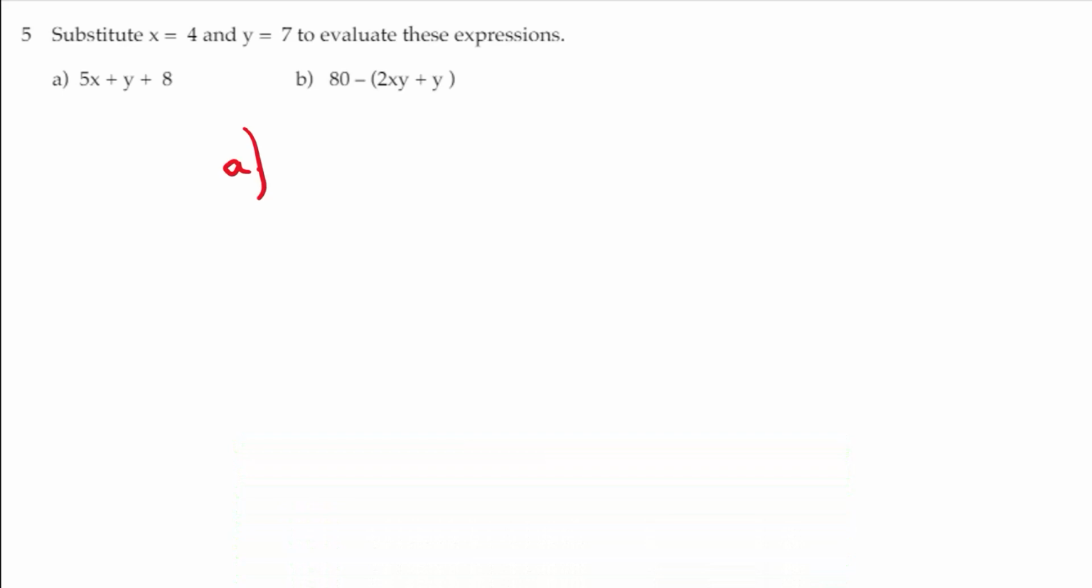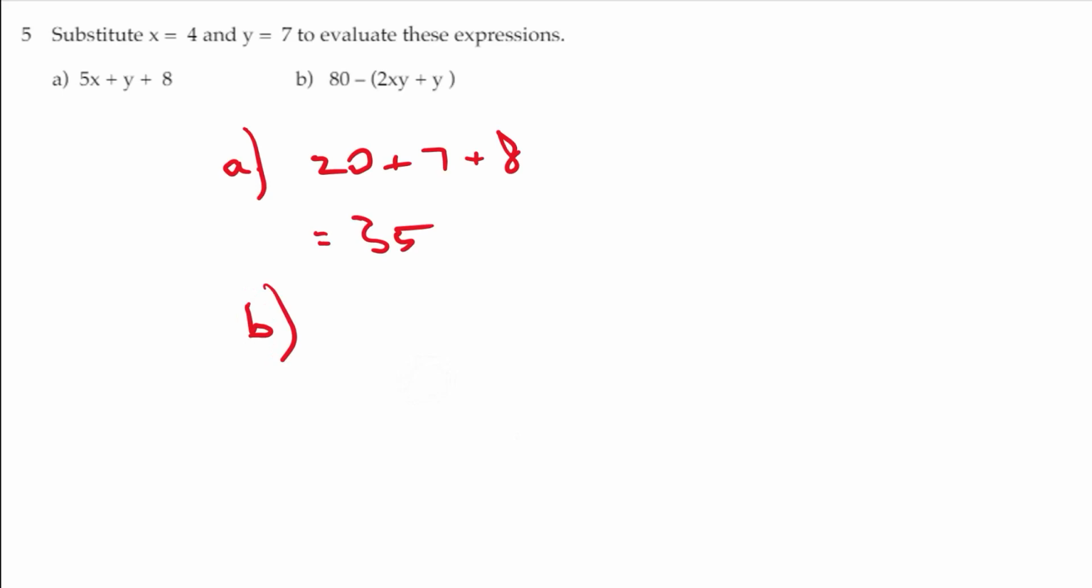So 5x, well x equals 4, so 5x is 5 times 4, which is 20. I'll do a bit of working here. Plus y is 7 plus 8. 7 and 8 is 15, and 20 is 35. There's our answer. Cool. Moving on to B.